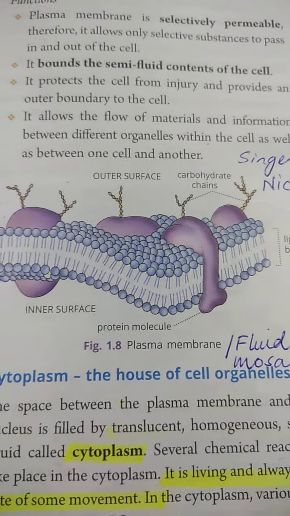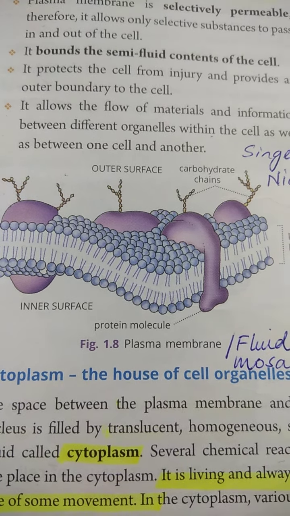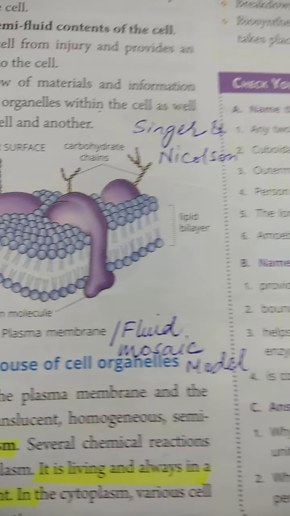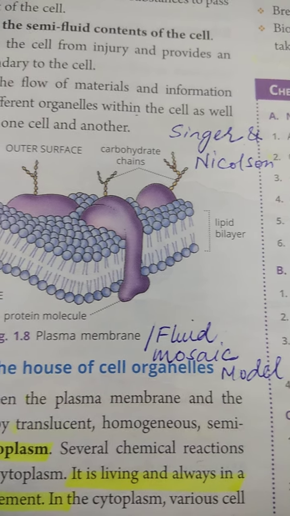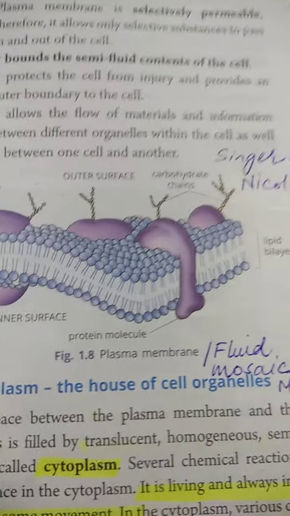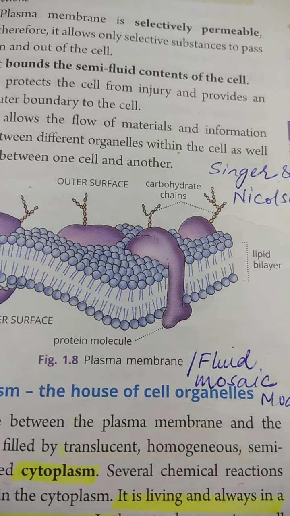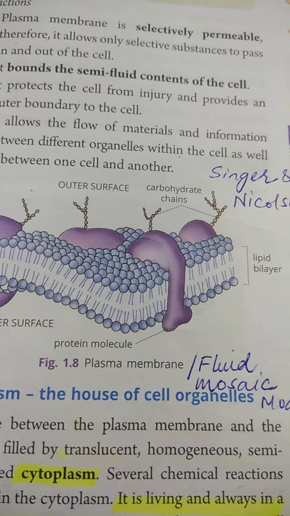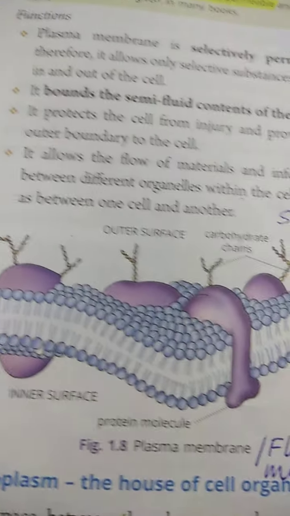Structure of cell membrane. This is the structure of the cell membrane or plasma membrane, and this structure is also known as the fluid mosaic model. The fluid mosaic model was given by Singer and Nicolson. Here this is the fluid layer of lipid, meaning the bilipid layer, and in this, protein molecules are embedded, and they are actually the carriers of substances.